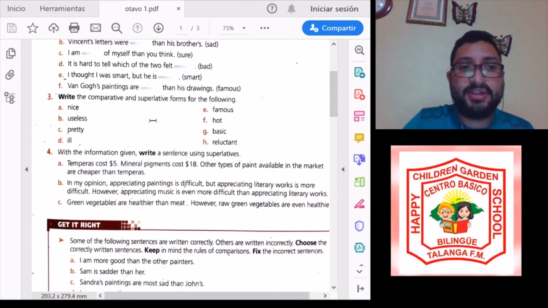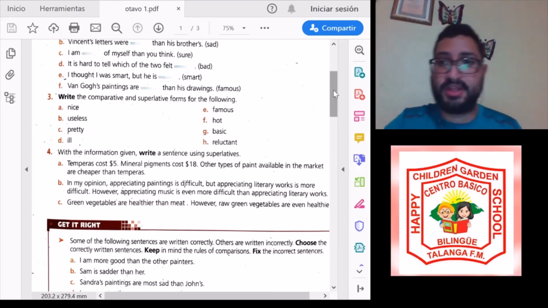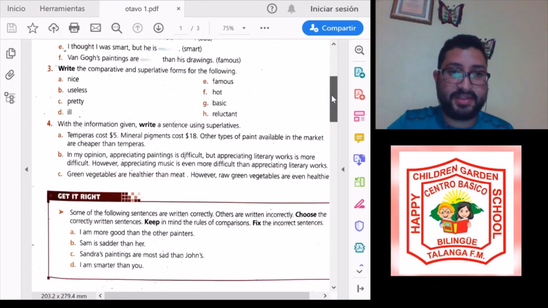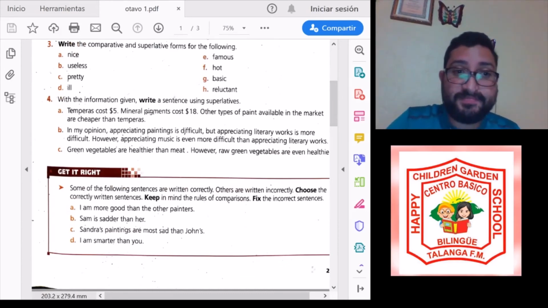In exercise number 3, you're going to write the comparative and the superlative form for the following adjectives. As we saw in the first part of the video, we have the comparative and the superlative for these adjectives. Now, number 4, with the information given, write a sentence using superlatives.